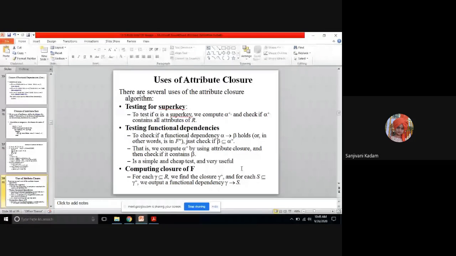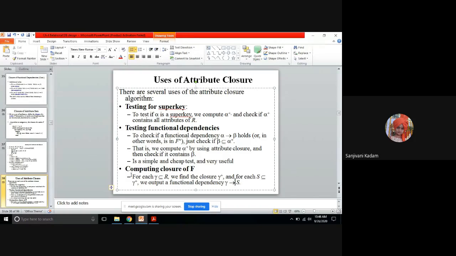And this is very simple and very useful to calculate the F closure also. Then computing the closure of F. By calculating all the attribute closures, we can calculate the closure of F also. For every gamma, which is a subset of R, we find the closure gamma plus, and for every S which is a subset of gamma plus, we output the functional dependency gamma gives S. Okay, so that is a way how we can calculate the closure of F by using the attribute sets.